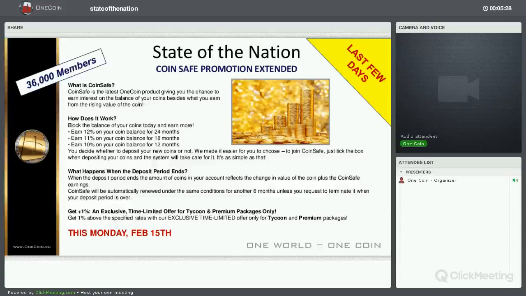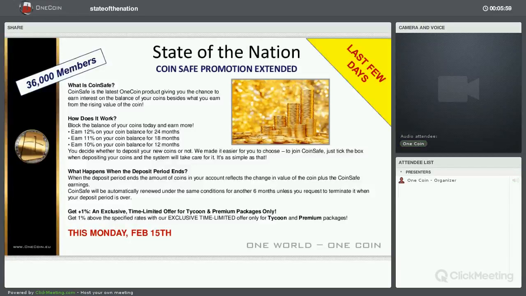Now, we've got the new days of the Coin Safe promotion. As of the 7th of Feb, 36,000 of you had taken up the offer. And we've got basically through now to this coming Monday. So it's only this weekend that we've got left for the Coin Safe promotion, where you basically earn interest on the coins in the balance for either 12, 18 or 24 months.